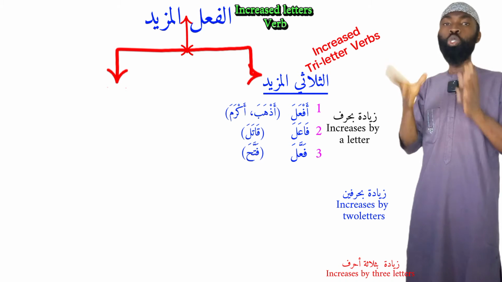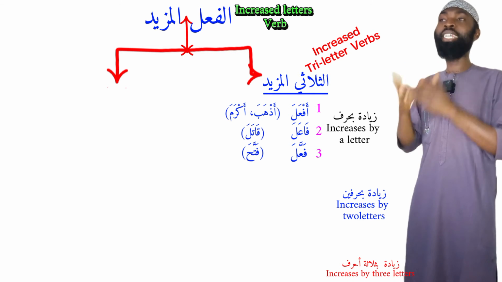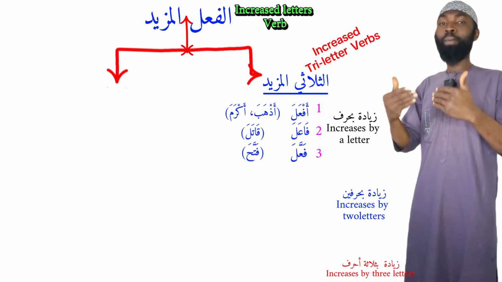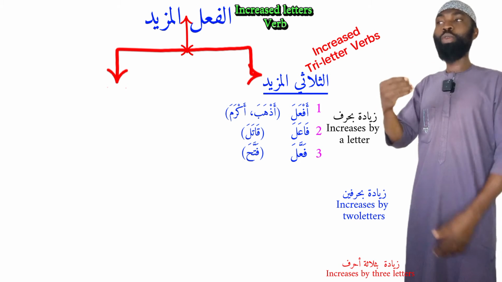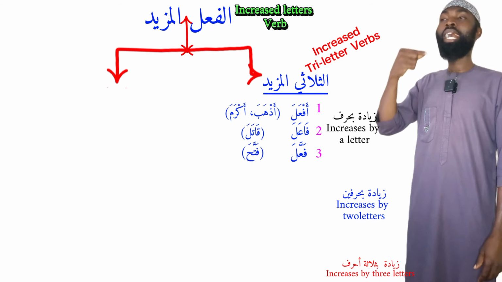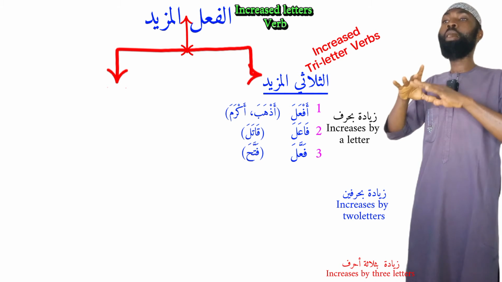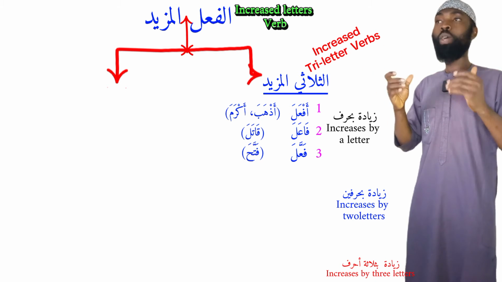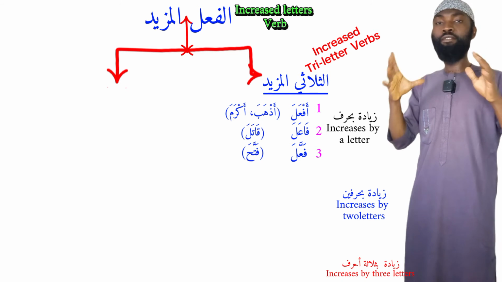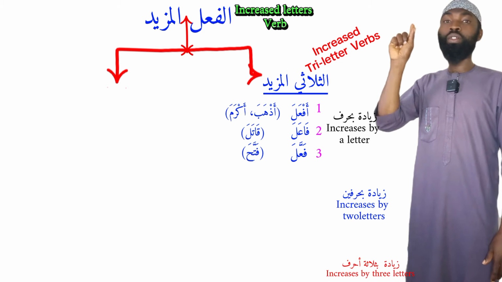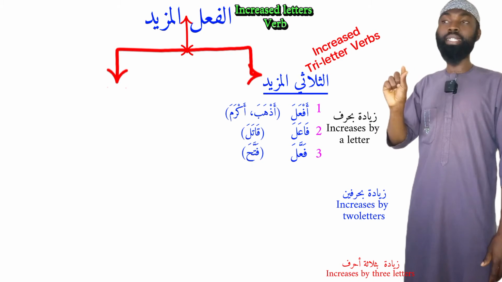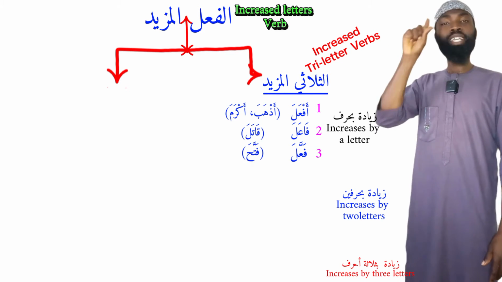Verbs in this category are usually used when we talk about something that is being done excessively or many times. Like we can say fattah al-waladu al-abwab. The boy opened all of the doors. When I say fattah, meaning he opened them excessively, very well. These are the awzan for those three-root-letter verbs which have been increased by just a letter.